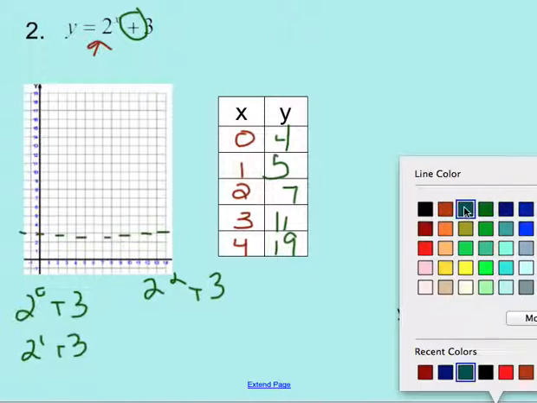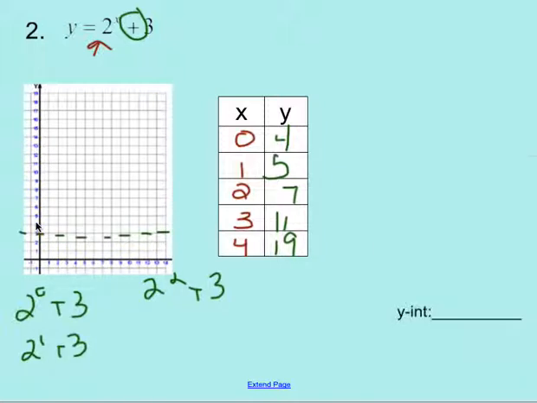So we're going over 0, up 4. So that's this point right there. Okay. And then we're going over 1, up 5, which is here. Over 2, up 7, which is here. Over 3, up 11, which is here.